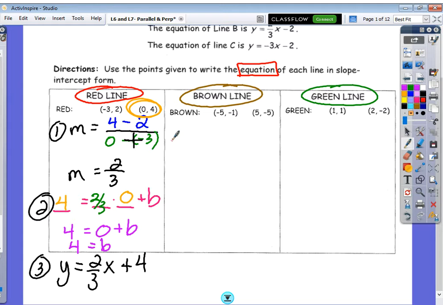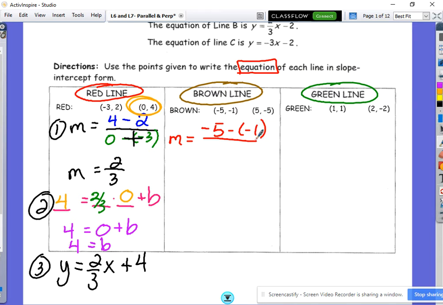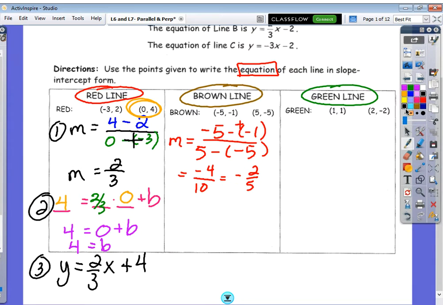All right, so hopefully you're back and you're going to go ahead and find that slope. I'm going to do this a little bit faster, seeing as you've already practiced. In this case, it's going to be -5 minus -1 all over 5 minus -5. That simplifies down to -5 plus 1, which gives us -4 all over 10, which simplifies down to -2/5. There's our slope. Now we find the b value.